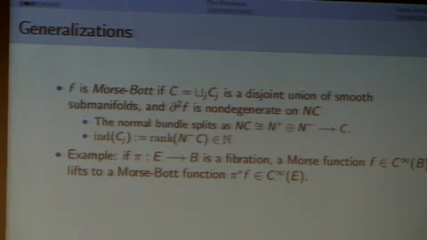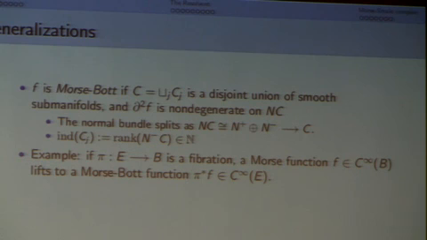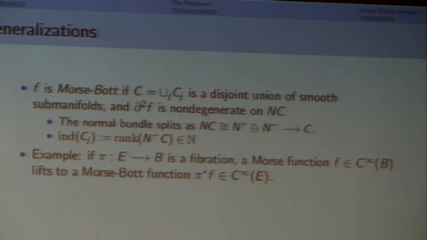An example where Morse-Bott functions arise is if you have a fibration of smooth manifolds and you take a Morse function on the base. Then you pull it back to the fibers, and whatever was a critical point on the base, the corresponding fibers above that point are Morse-Bott critical sets.